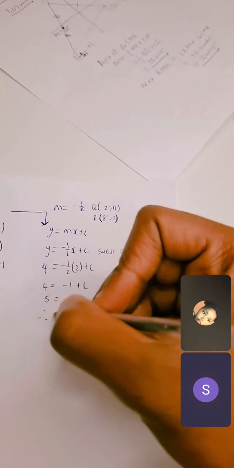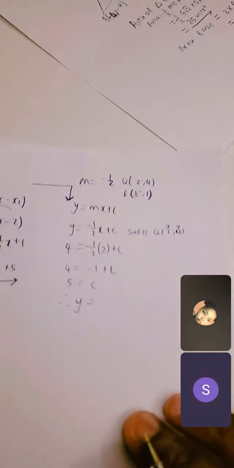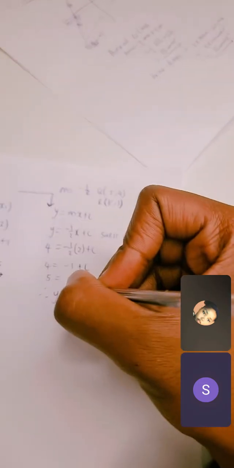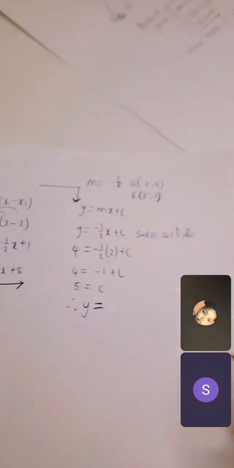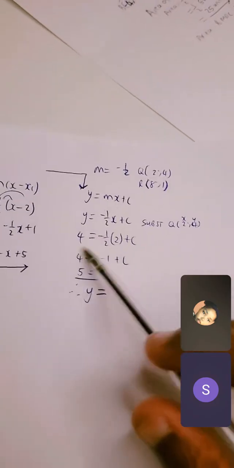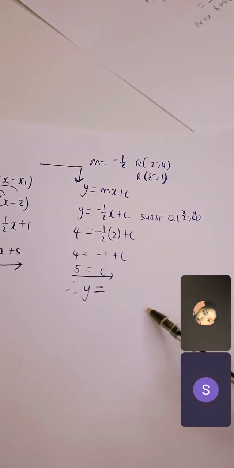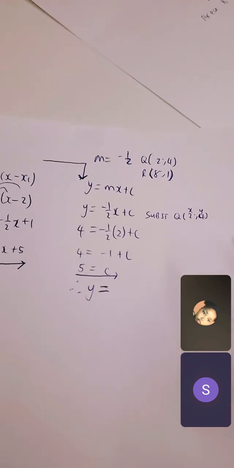C will give us 5, as you said. Took the -1 over, it becomes +1. 4 plus 1 is 5. You're right, c does give us 5.